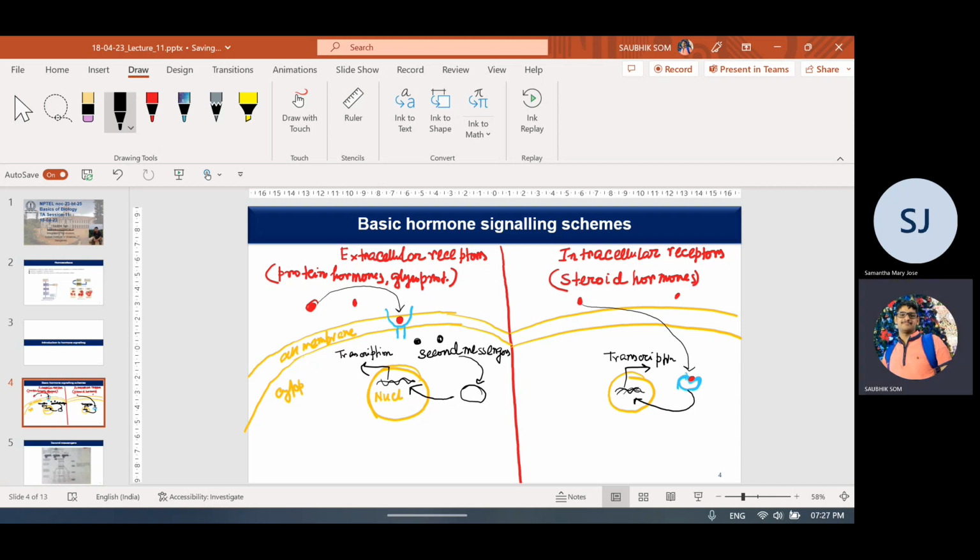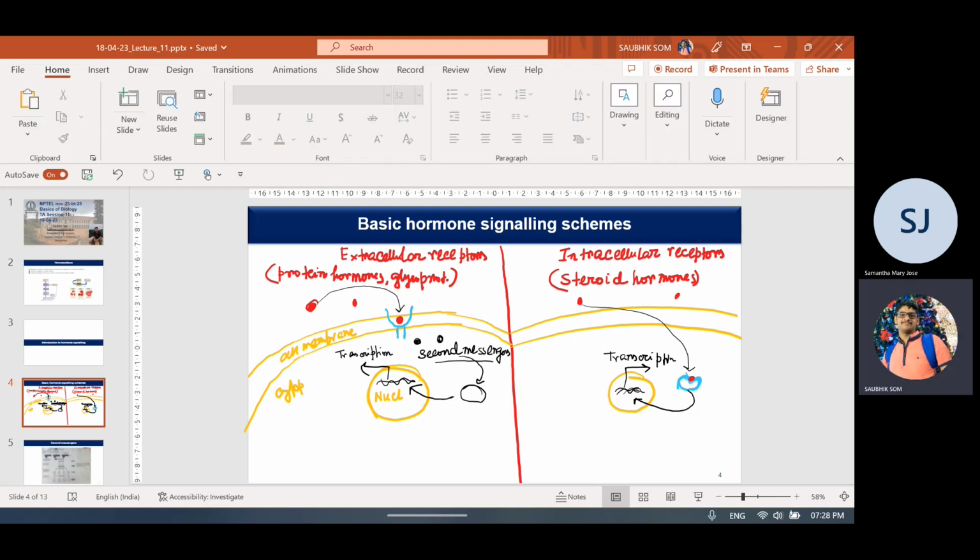So first of all, the first one has some second messenger pathways and doesn't go inside the cells. But here, the hormones go inside the cells themselves, and the hormone receptors can go directly to bind the DNA and start gene expression. So what is the need of this second messenger system?